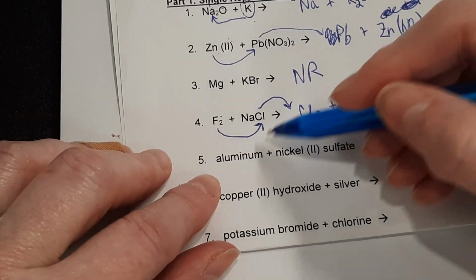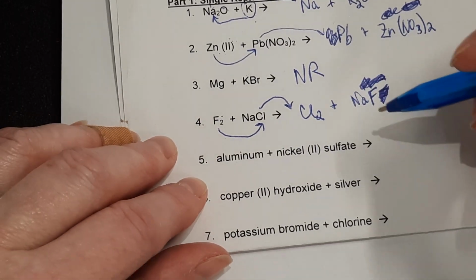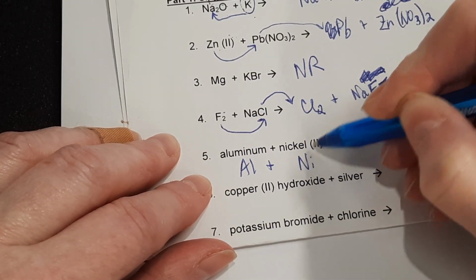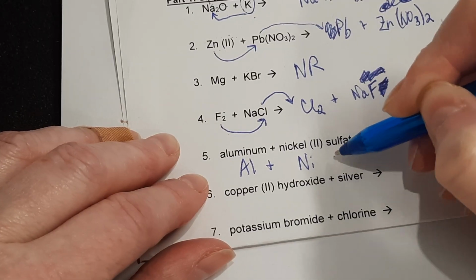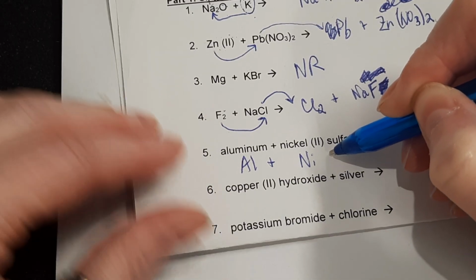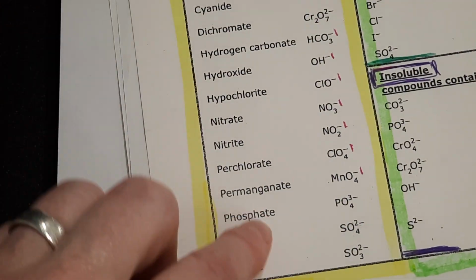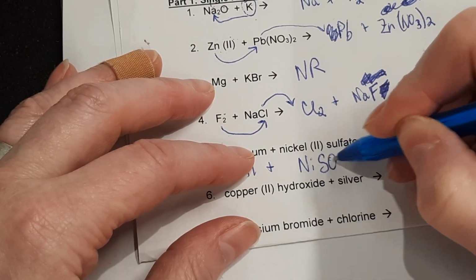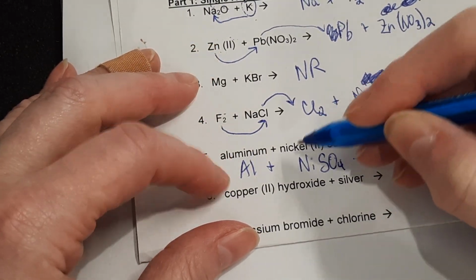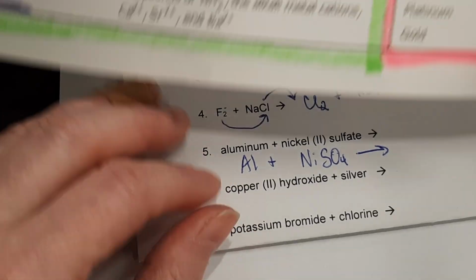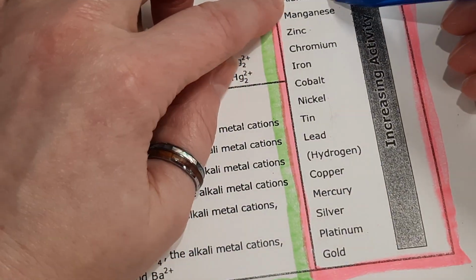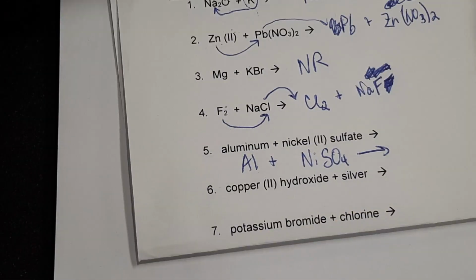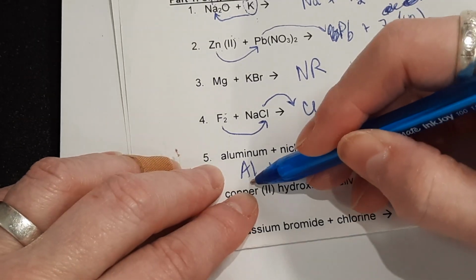Okay, when I have words, I have to be able to translate that into symbols. So aluminum is just aluminum. Nickel has a positive 2 charge. Sulfate, I look up on the back of my periodic table, and I find sulfate has a negative 2 charge. So positive 2 and negative 2 cancel each other out, so NiSO4. Aluminum and nickel, I do need to look at my metal activity series. Is aluminum higher? So here's aluminum, and there's nickel. So yes, aluminum is stronger. It will bump out the nickel.